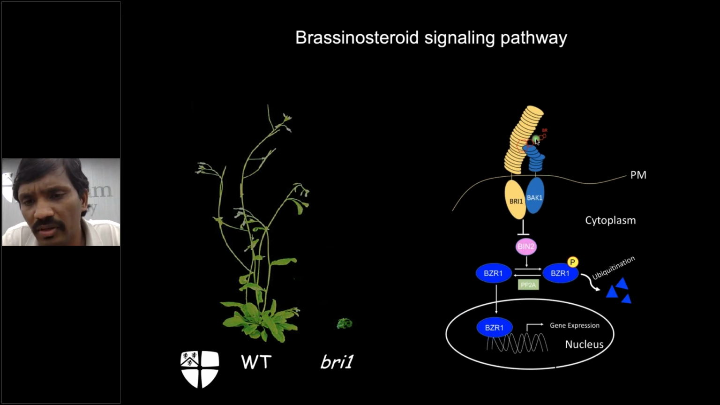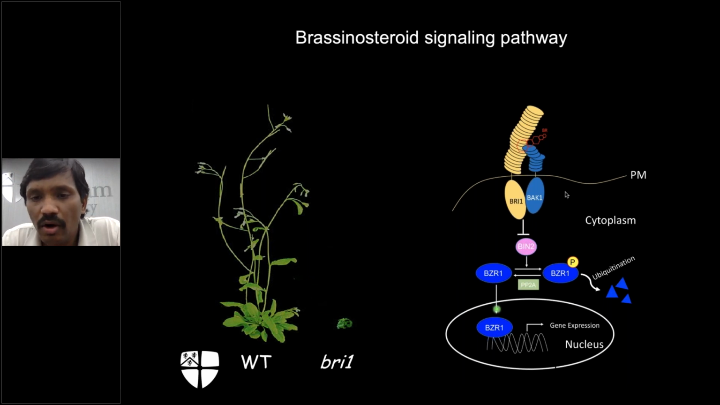And we looked into the different components of this brassinosteroid signaling, and we know that BRI1 is a receptor, and this receptor, through a cascade of reactions, suppresses BIN2. BIN2 is a kinase which phosphorylates the BZR1 transcription factor. Until that time, we knew that BZR1 gets phosphorylated and ubiquitinated. And once BZR1 is in the dephosphorylated form, it can go to the nucleus.